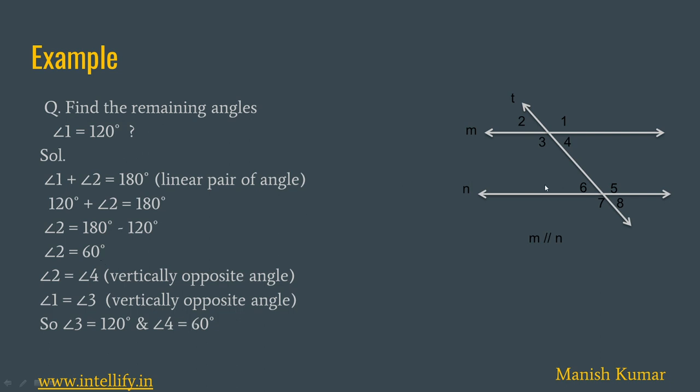Now in this figure, angle 2 and angle 4 are vertically opposite to each other. Similarly, angle 1 and angle 3 are vertically opposite to each other. Angle 1 is 120 degrees, therefore angle 3 should also be 120 degrees, and angle 2 we have found is 60 degrees, so angle 4 should also be equal to 60 degrees.